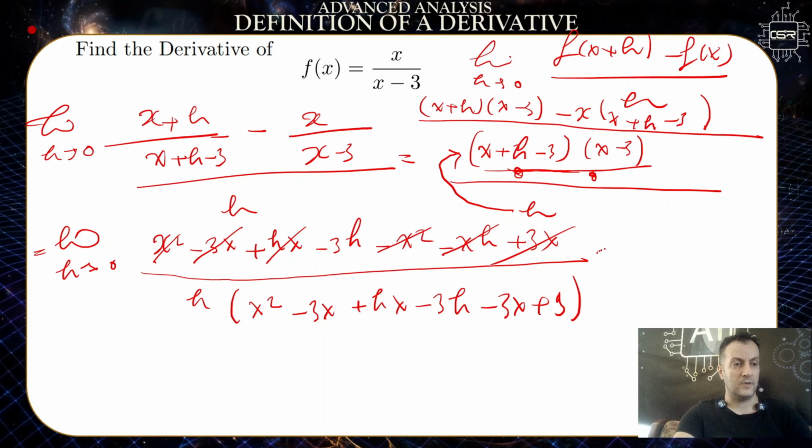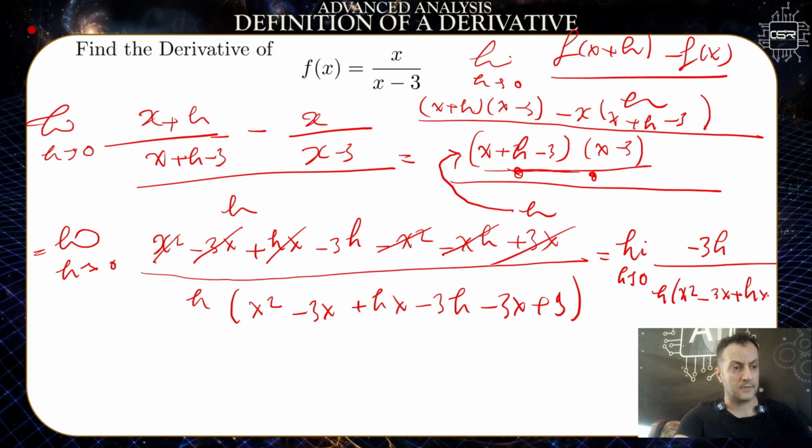Okay, so equal to the limit as h approaches 0 of minus 3h divided by h multiplied by x squared minus 3x plus hx minus 3h minus 3x plus 9. Okay, so yeah, h cancels out and we are left, let me place it here, it would be more neat.